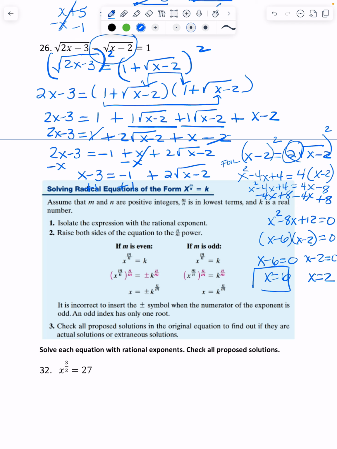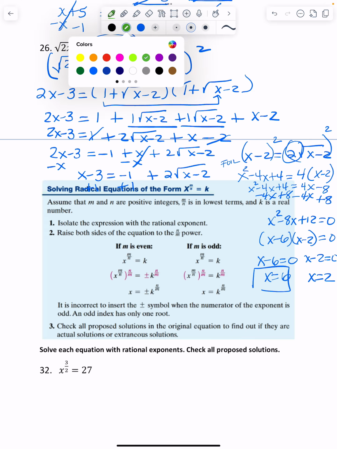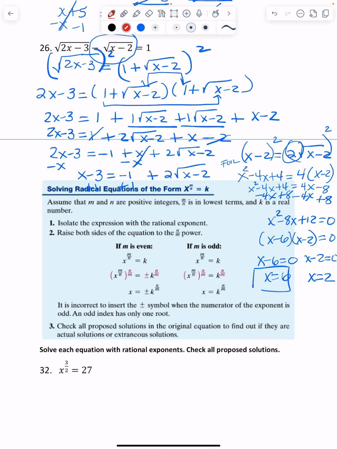If you go back and you try to plug in the 2 into this right here, you get 2 times 2 is 4. 4 minus 3 is 1. The square root of 1 is 1. So we get 1 minus, and again I'm plugging in the 2, we get 1 minus the square root of 2 minus 2, which is 0.